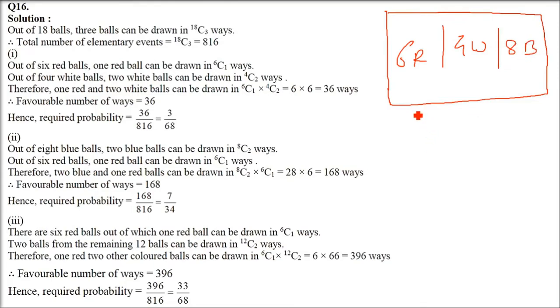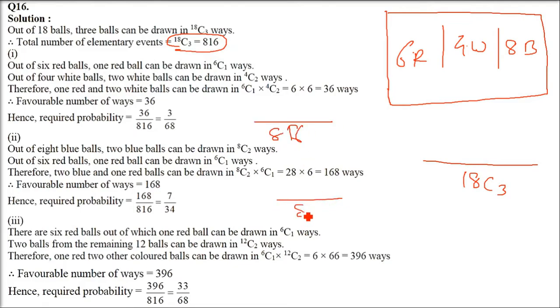Now the first thing is 3 balls are drawn. So denominator, what is it? How many total are here? 6 plus 4 plus 8, that is going to be 18. So you are taking 3 out of them, 18C3. So this is 816 it is going to come. Here also 816. So the denominator every time you will get 816.